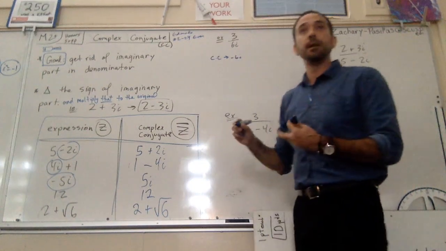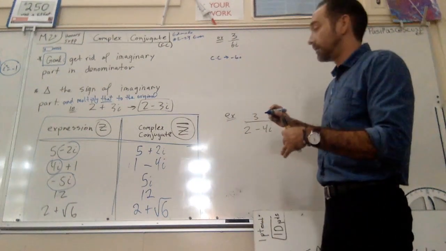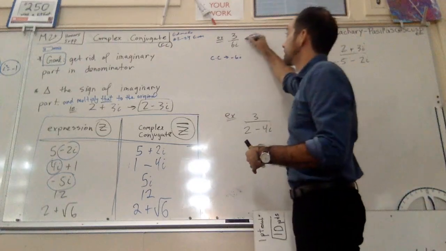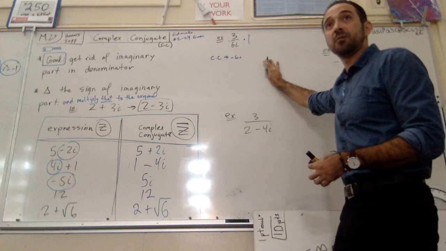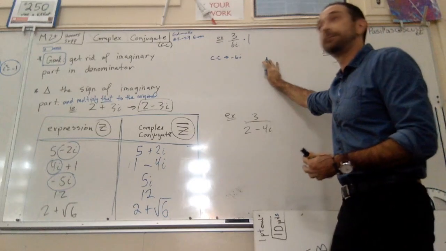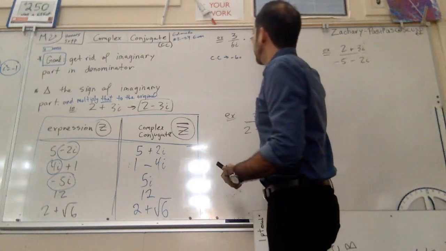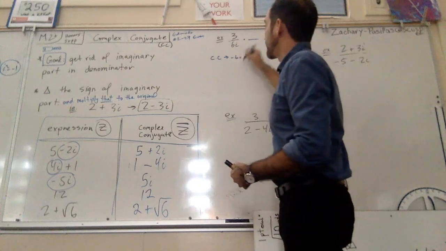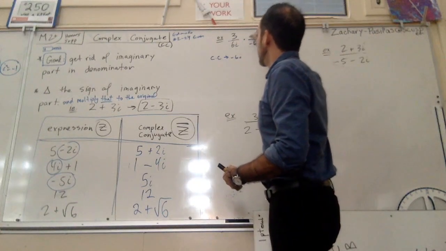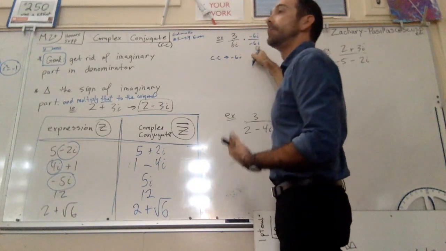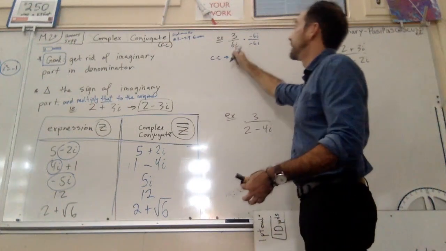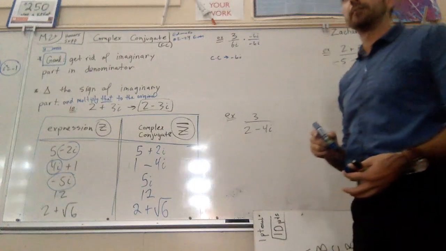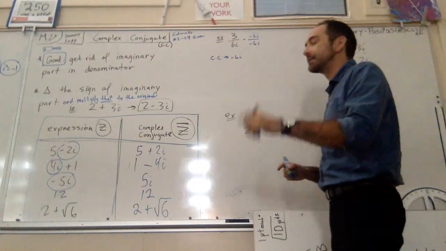Is everyone okay with me doing this? That change anything? Times 1? Didn't change anything, right? We can make a special one with the complex conjugate. Watch. Negative 6i over negative 6i. Is this equal to 1? Yeah, so it's no different. But this is going to allow us to get rid of the imaginary on the bottom. You're going to see how it happens. It's nice how it happens.